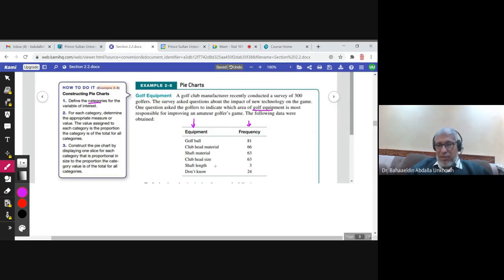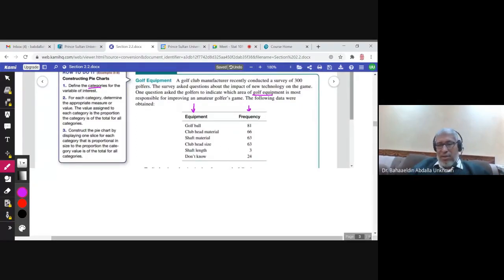Display the data. Use a chart or a graph to display the data. You can use a bar chart, no problem with that. And you can use a pie chart, okay? To use a pie chart, how would you represent 81?